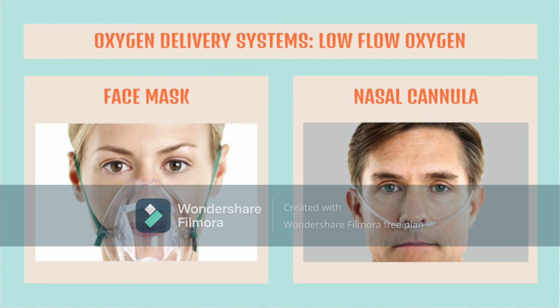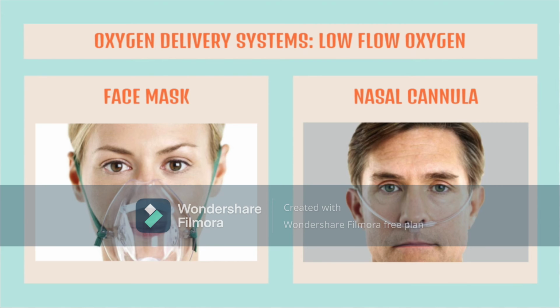For the low flow oxygen, first we have the face mask. A simple face mask is usually used to deliver a low to moderate amount of oxygen. A simple mask contains holes on the sides to let exhaled air through and to prevent suffocation in case of a blockage. It can deliver around 40% to 60% oxygen at 6 to 10 liters per minute.